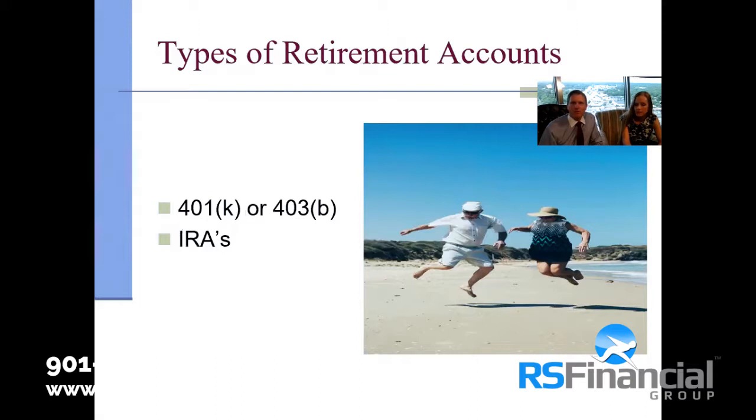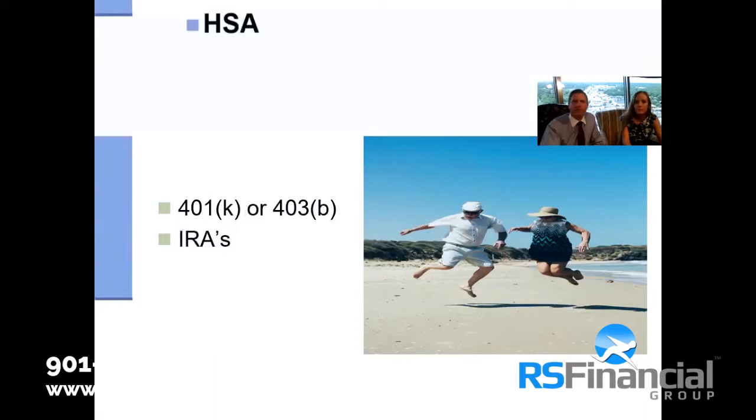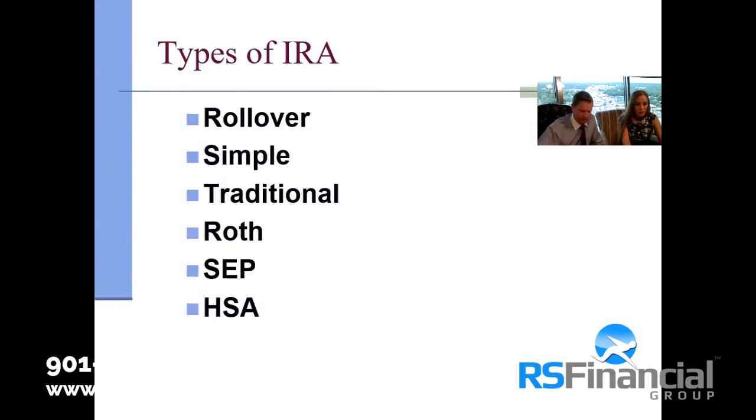So, types of IRAs. We have the rollover, the simple, traditional, Roth, SEP, and HSA, which the HSA is not necessarily an IRA, but we'll kind of talk to that. Some people feel that that's a very important tool for them. Still qualified funds. Yes. So that's why it's listed.